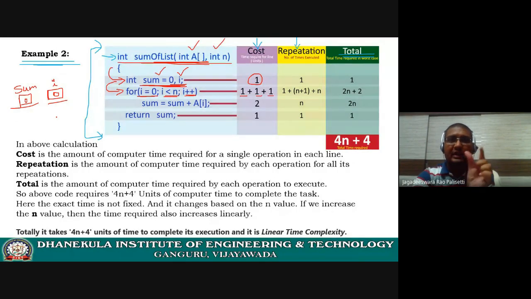But how many times does the statement I equal to 0 execute? Once. So in the repetition we are going to take 1 unit of time for I equal to 0.